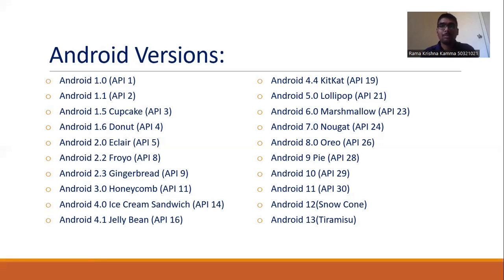One of the recent versions is from 2021. In February they released Android 12, which is the Snow Cone version, and in 2022 they released the Android 13 version, Tiramisu, which was introduced recently. They are planning to introduce a new version in the coming few months, I guess.